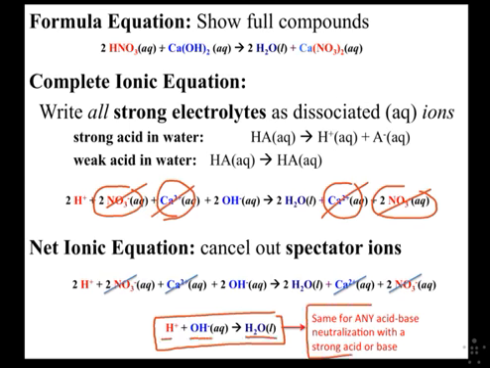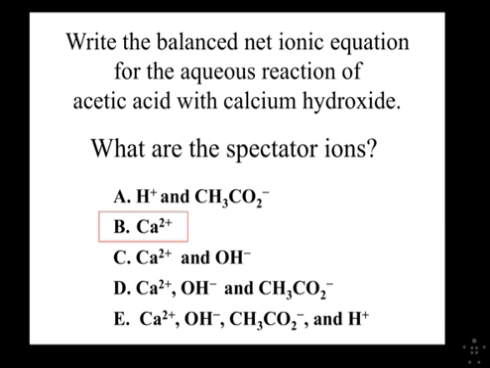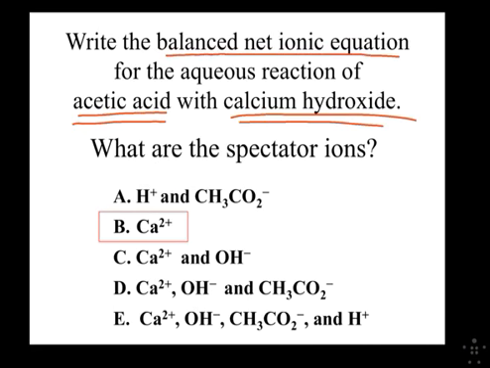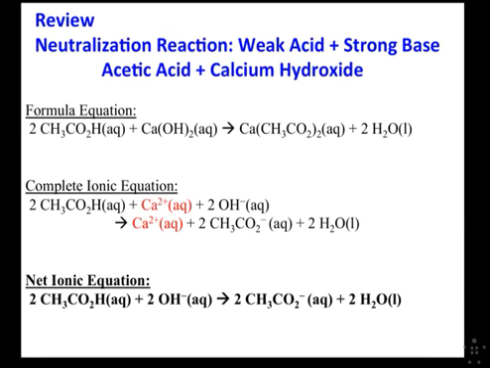And that's going to be the same for any acid-base reaction that has a strong acid and a strong base. But then what if we have reactions that have either a weak acid or a weak base? So I asked you guys this question at the very end of class: write the balanced net ionic equation if you had the aqueous reaction of acetic acid, which is a weak acid, with calcium hydroxide, which is a strong base. What are the spectator ions? And we said the only spectator ion in that chemical reaction is calcium 2+. So let's just go over that example in more detail.